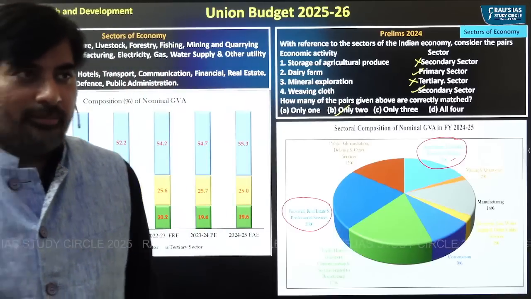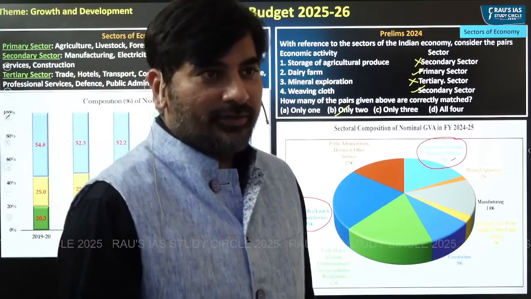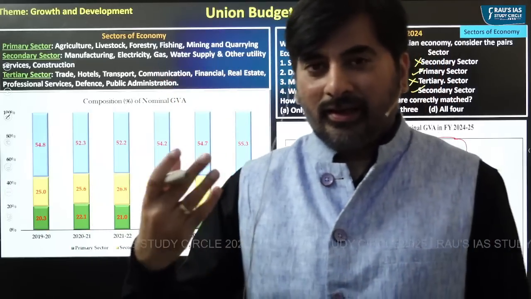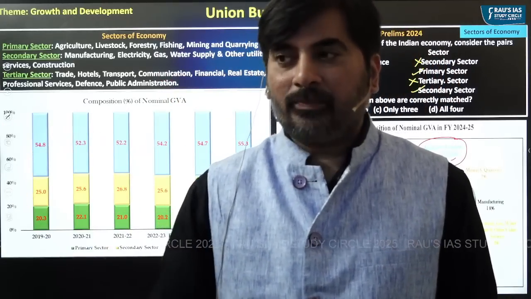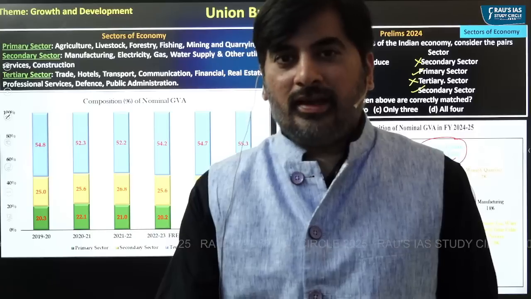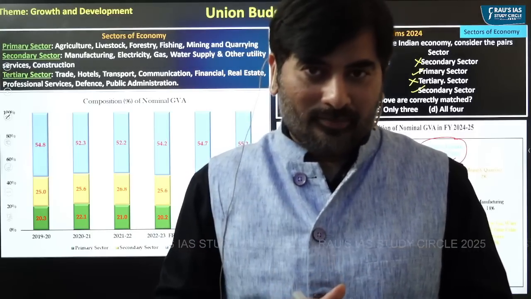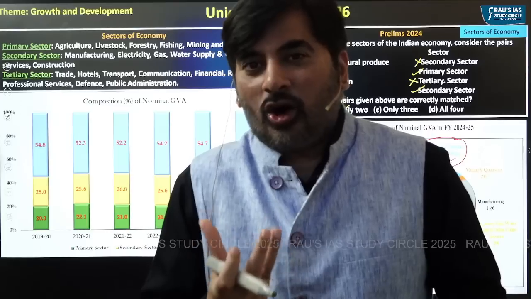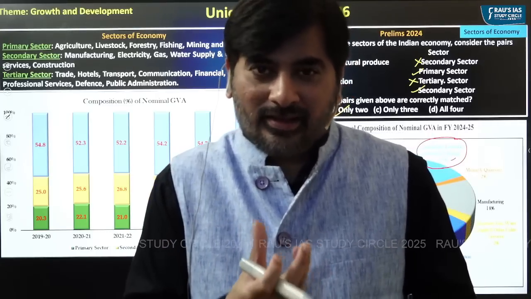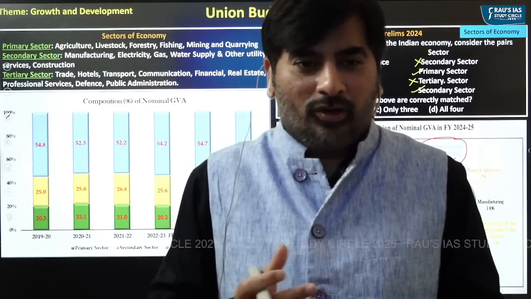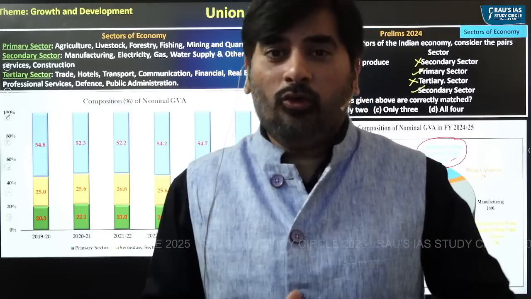Just like how in the previous year's prelims, a question was asked with respect to primary, secondary, and tertiary, a question can also be asked with respect to organized and unorganized sectors. So let's understand what the organized and unorganized sectors in India are, because it is quite confusing for most students.